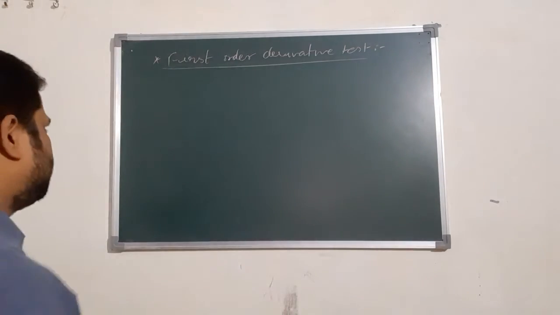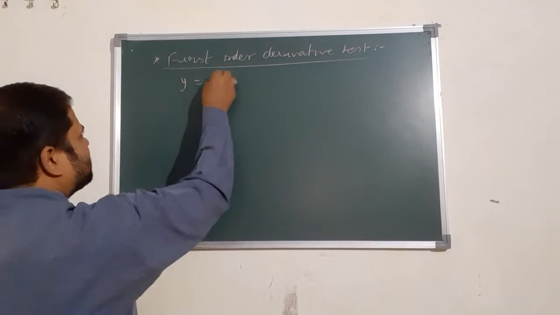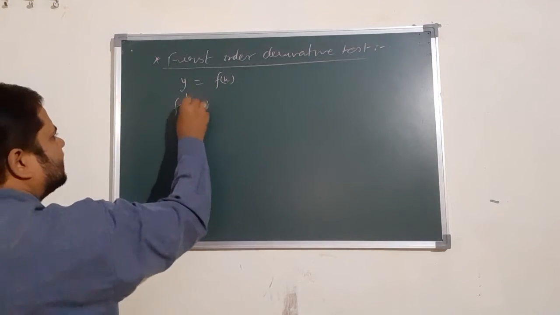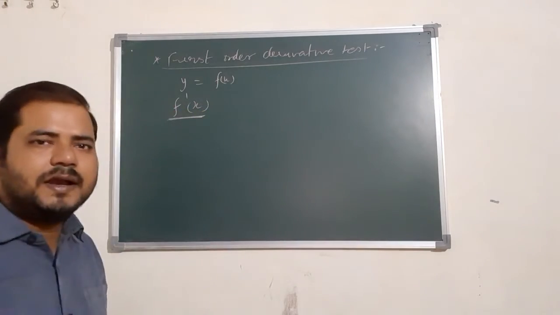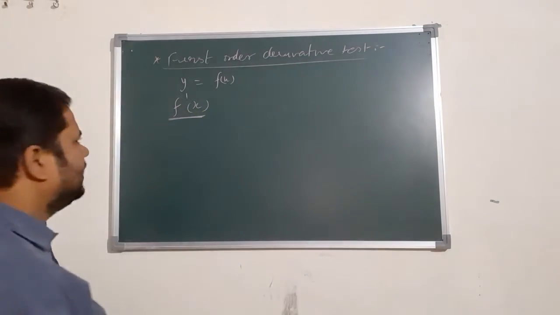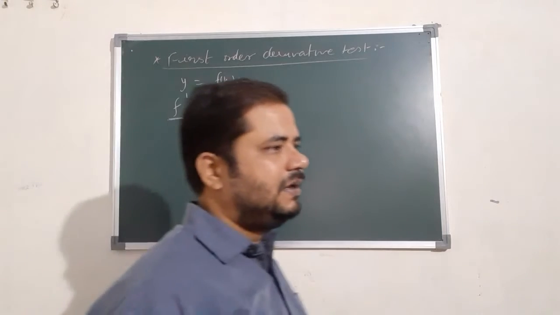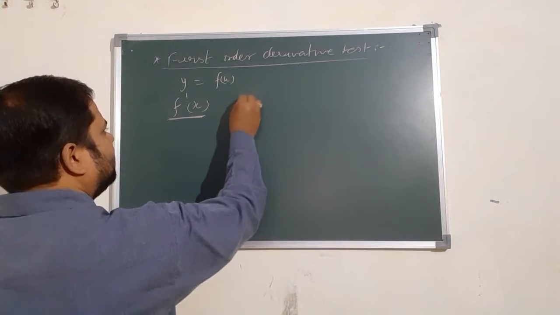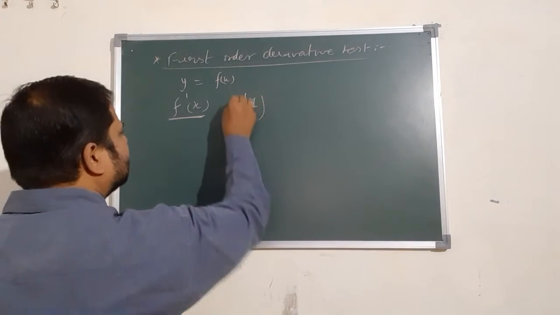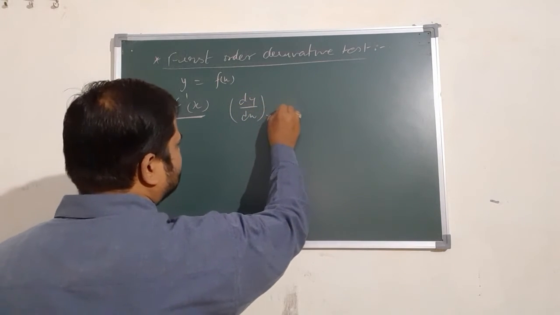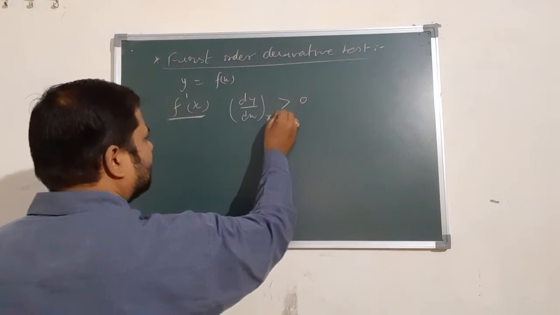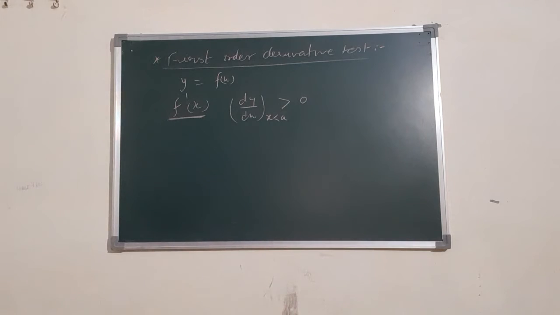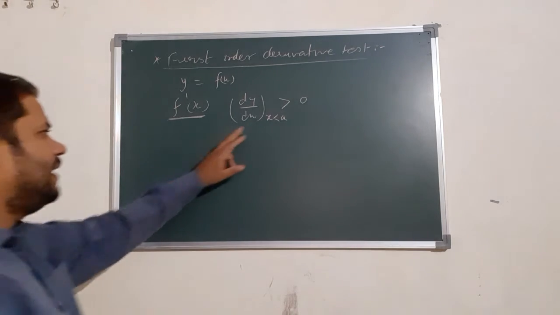So in this, first of all, we see y is equal to f(x), a function. Then first we find f dash x. Okay, first we find f dash x and we see f dash x, that means dy by dx, is greater than 0 at x less than a. Okay, dy by dx is greater than 0 at x less than a.